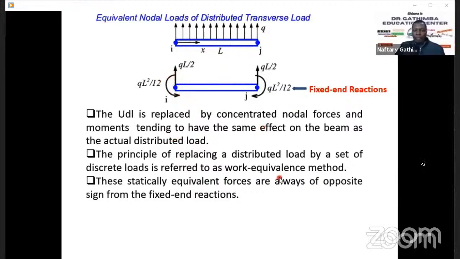And remember the sign convention in the finite element method is the opposite from what is obtained from the fixed-end approach, the principle of work equivalence method.